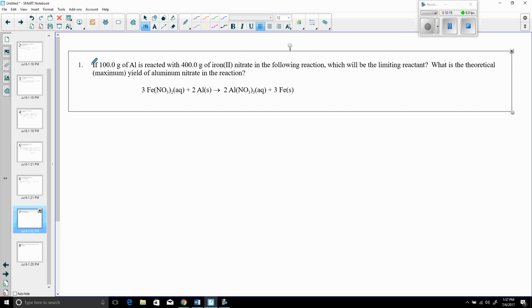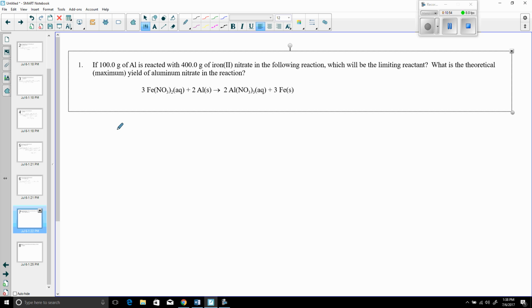This one is telling us that if we have 100 grams of aluminum and react it with 400 grams of iron 2 nitrate, that's this substance right here, in the following reaction, what will be the limiting reactant? And then what is the theoretical yield of aluminum nitrate in this reaction? And because they gave this problem to us in grams, I'm going to assume that they want the theoretical yield expressed in grams as well, even though they didn't say so. If you express it in moles, technically you're super correct too. But because they express these in grams, we're going to express our answer in grams as well.